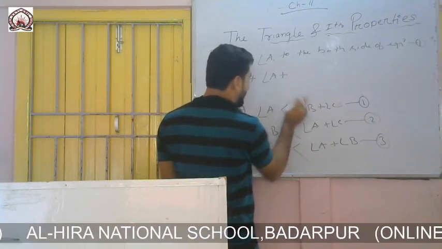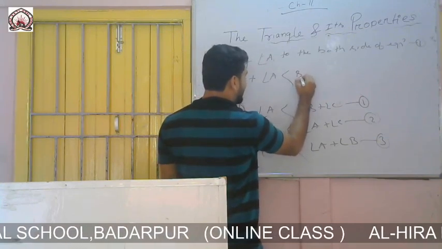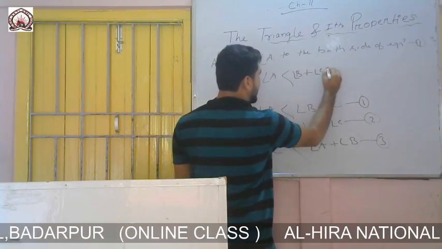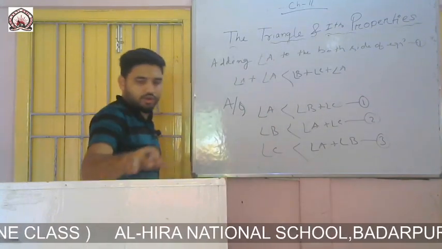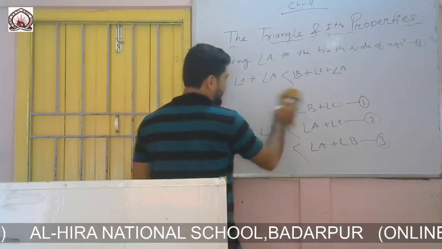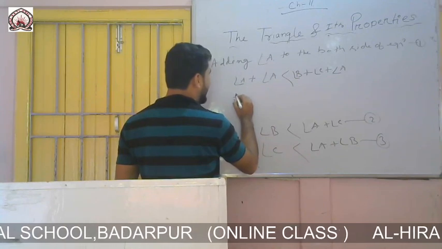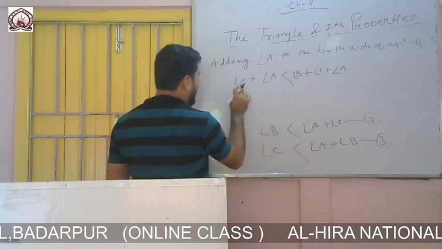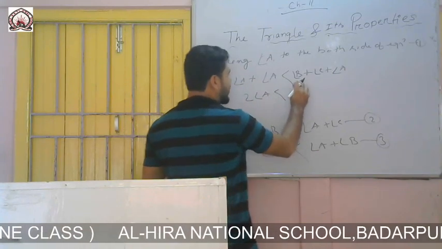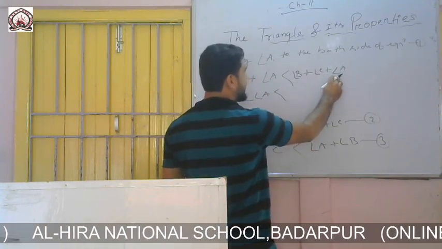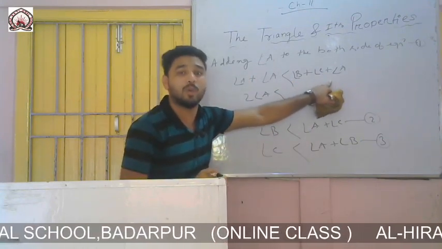Then here it will become angle A less than angle B plus angle C, and we have newly added angle A. So you see, here it will become like that: angle A plus angle A equals 2 angle A less than angle B plus angle C plus angle A. That means angle A plus angle B plus angle C, we know the sum of the three angles of a triangle is what? 180 degree.